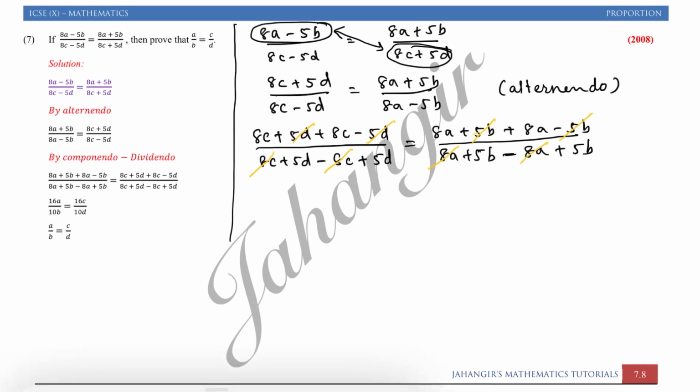Now whatever is left, that I will write 8c plus 8c is 16c upon 10d is equal to 16a upon 10b. So cancelling 16 on both sides, 10 on both sides, or you can write dividing, or you can write multiplying 10 by 16 on both sides, so that you can cancel it out. So I will get c by d is equal to a by b. So what I want, therefore I can write a by b is equal to c by d.